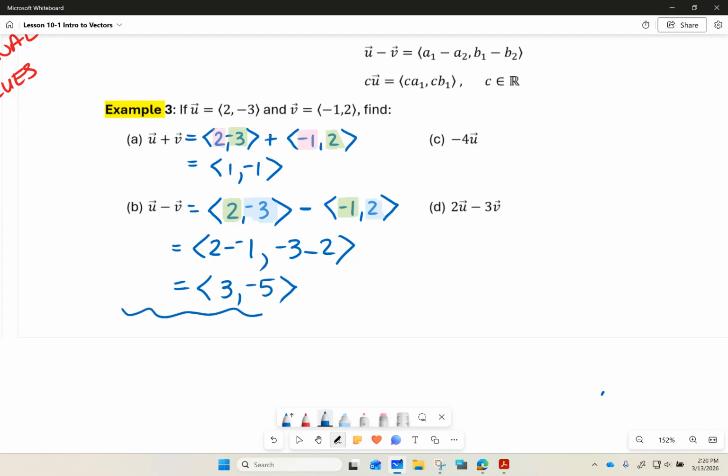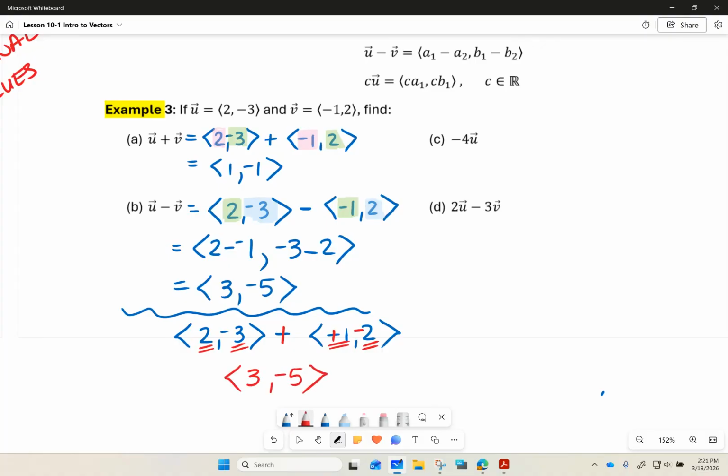And the other way that I was going to say is that if you want to take off that negative, you can do this. 2 negative 3 minus negative 1 comma 2. You can change it into a positive. You can say, well, I want to make this into a positive, so that we have to distribute the negative. So this turns to a positive 1, and this turns to a negative 2. And so then you are adding 2 plus 1, that's a 3. And negative 3 plus negative 2 is a negative 5. Same thing. Okay?